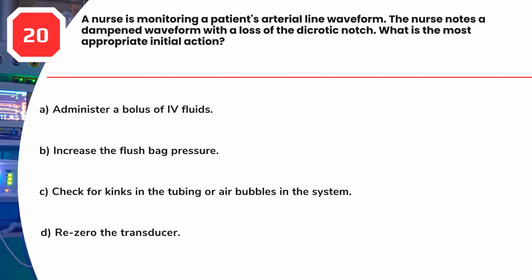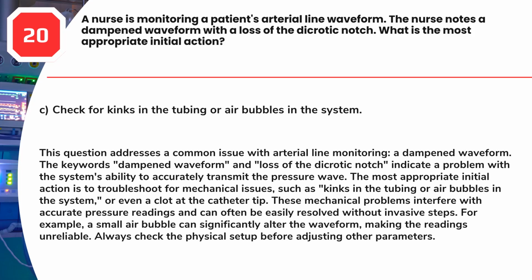Question 20. A nurse is monitoring a patient's arterial line waveform. The nurse notes a dampened waveform with a loss of the dicrotic notch. What is the most appropriate initial action? A. Administer a bolus of IV fluids. B. Increase the flush bag pressure. C. Check for kinks in the tubing or air bubbles in the system. D. Re-zero the transducer. Answer C. Check for kinks in the tubing or air bubbles in the system.